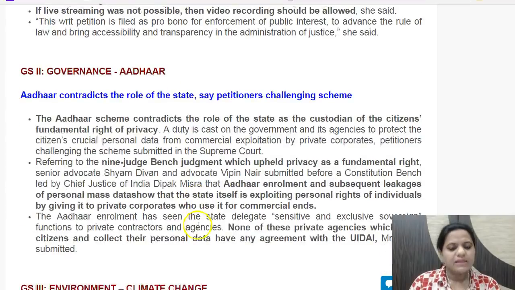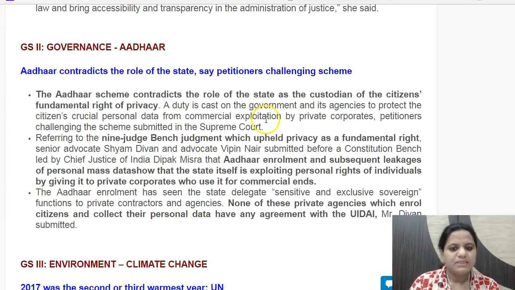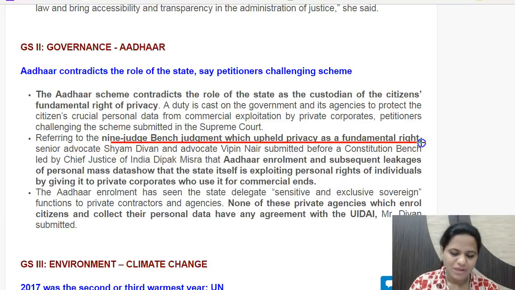Then next is Aadhaar contradicts the role of the state, say petitioners challenging the scheme. This is regarding the Aadhaar hearing taking place before the five-judge constitutional bench. Earlier, it had been stated that whether the right to privacy is a fundamental right or not would be looked into by a separate constitutional bench, and for that a nine-judge constitutional bench was established, because earlier an eight-judge bench had stated that the right to privacy is not a fundamental right. That's why the nine-judge bench gave its judgment in 2017 that the right to privacy is a fundamental right.